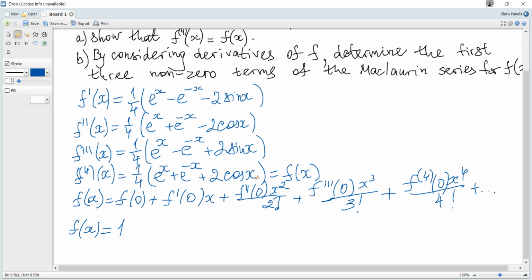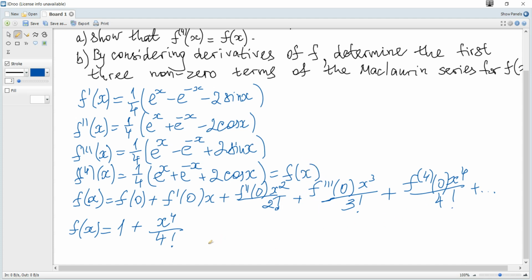And the fourth derivative is the same as just the function, and it's 1, and hence the next non-zero term is 1 multiplied by x to the power of 4 over 4 factorial. Since the fourth derivative is the same as the function, the fifth derivative is the same as the first derivative, and it's also 0. The sixth derivative is the same as the second, it's also 0. The seventh derivative is the same as the third derivative, and at 0 it's also 0.